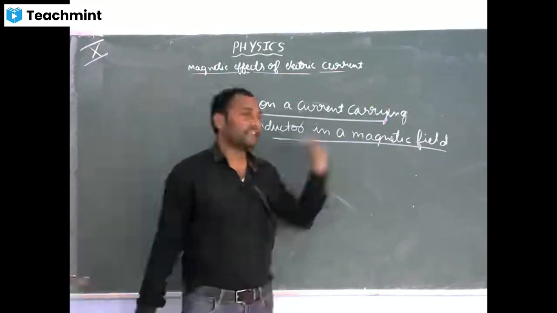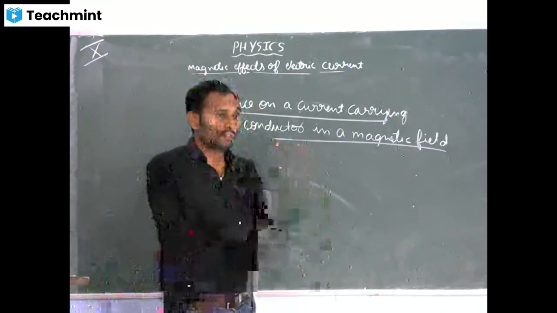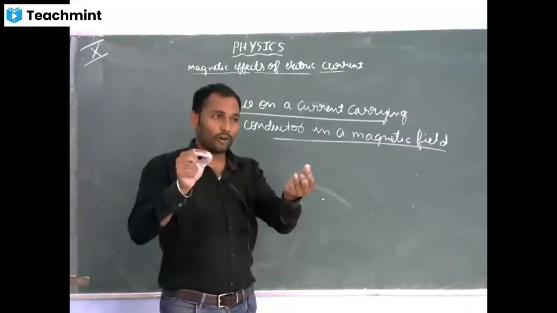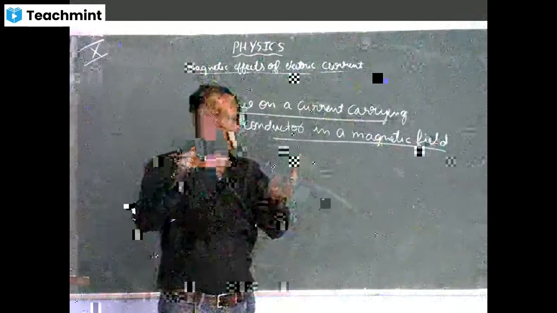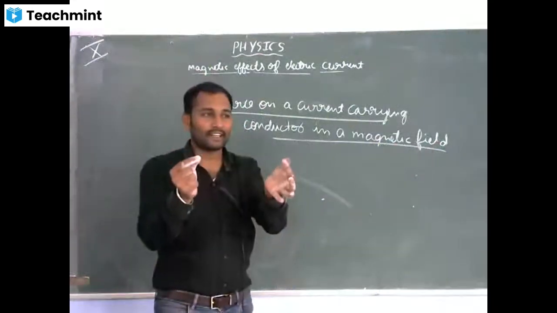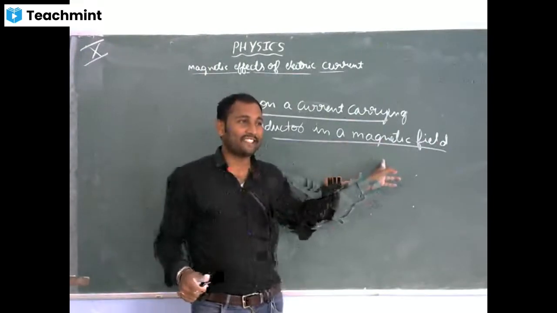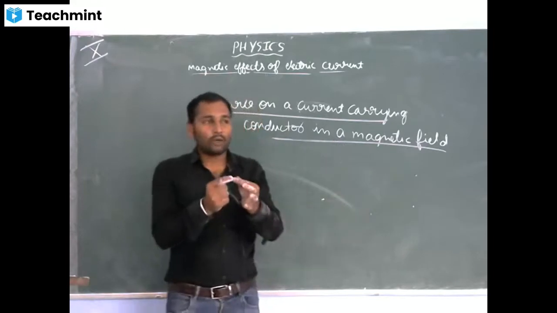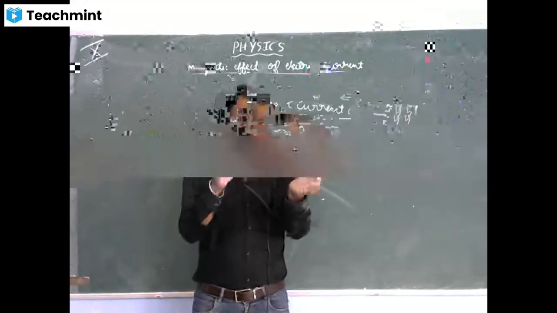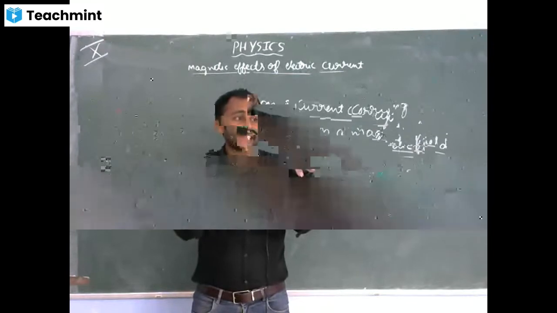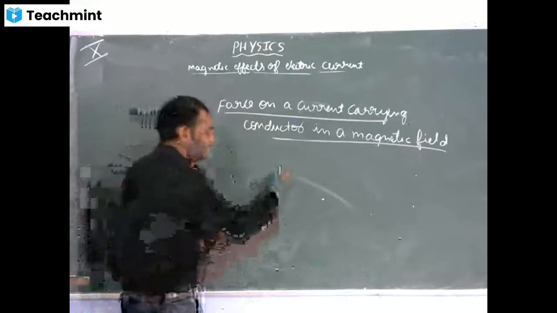Force on a current carrying conductor means there is a conductor which is carrying current. So force is exerted on the current carrying conductor. Where? In the magnetic field. So you allow the current to pass through a straight conductor. That straight conductor is placed in a magnetic field. So that straight conductor will experience some force. Clear? It is simple. Let me show you how simple it is.